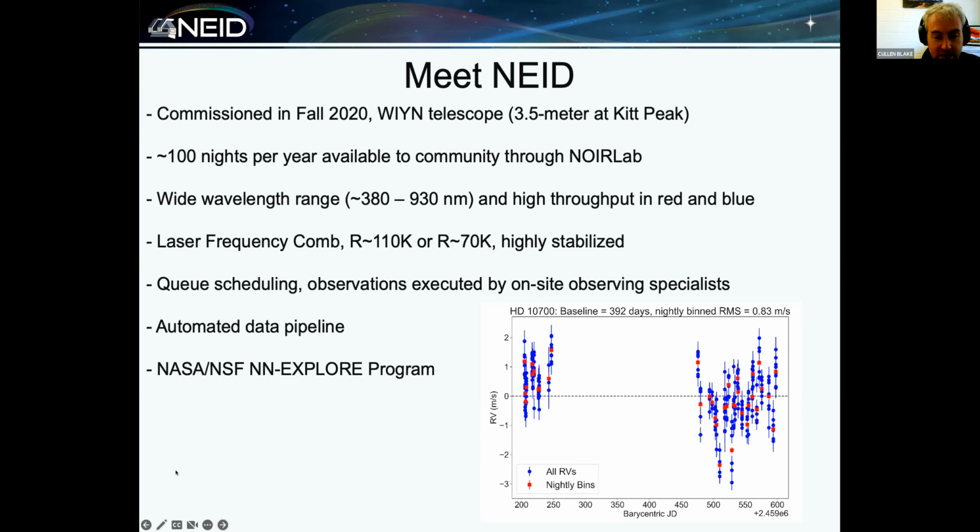And there's an automated data pipeline, and you can just get RVs in the mail if you like. And of course, there's access to other data products. And this is all part of the NASA NSF NN-EXPLORE program. I wanted to show one obligatory plot of everyone's maybe favorite quasi-standard star, Tau Ceti, where we see about a meter a second or a little better over the course of a year. And we're fairly confident that this is substantially above the intrinsic instrumental limit.